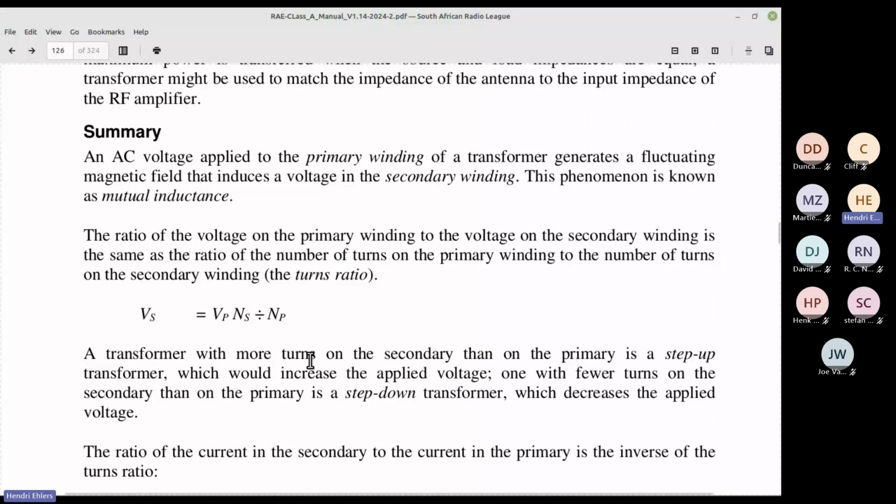Okay, right. And then, in summary: an AC voltage, alternating current voltage, is applied to the primary windings of a transformer, and that generates a fluctuating magnetic field that induces a voltage in the secondary winding. This phenomenon is known as mutual inductance. Now, you can have more than one secondary winding and you can have more than one primary winding.